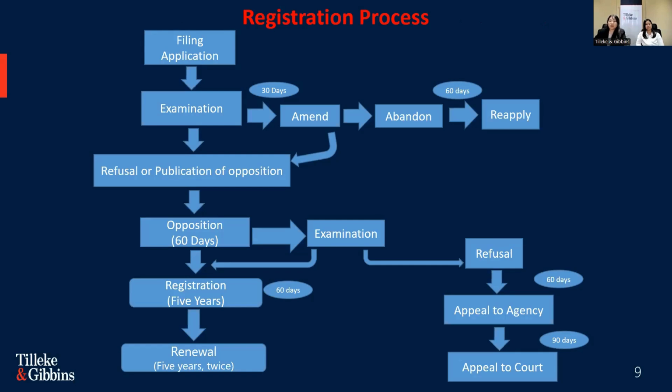As the application is published, any person may oppose within 60 days from the date of publication. The examiner will examine the opposition. Based on that opposition process, the industrial design may be granted registration or refused, and any person may appeal to the agency if dissatisfied with the examiner's decision within 60 days. Within 90 days, any person may file a case if the agency decision is not satisfactory. The term of registration is 5 years, and renewal may be done for not more than 2 consecutive periods of 5 years.